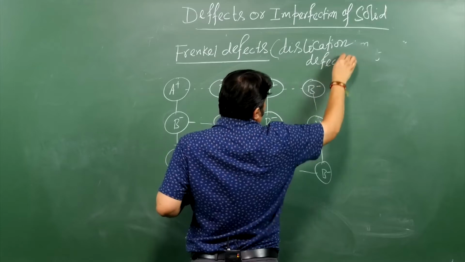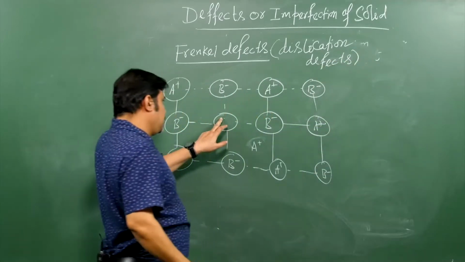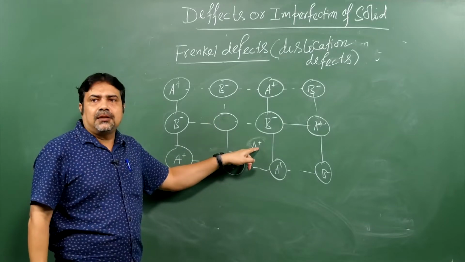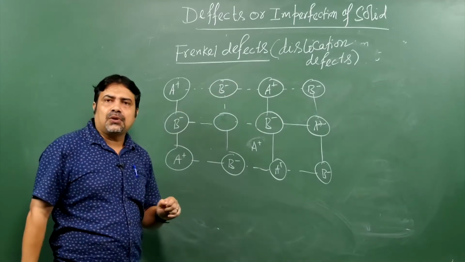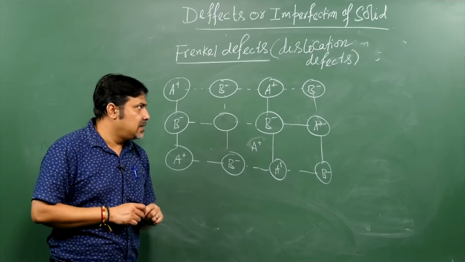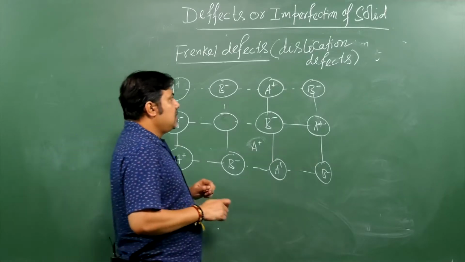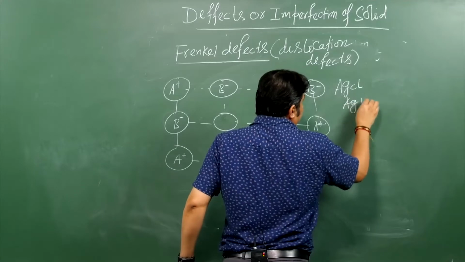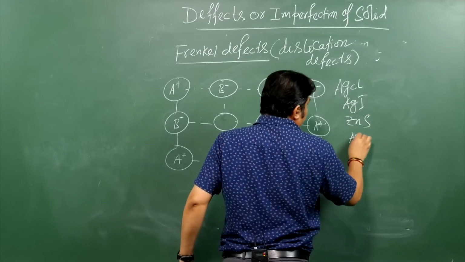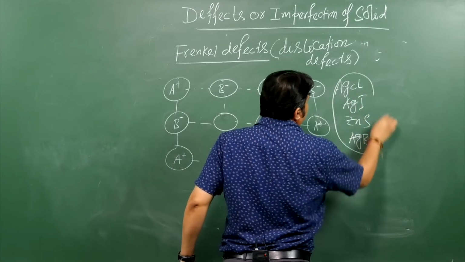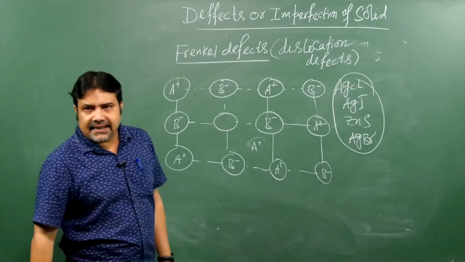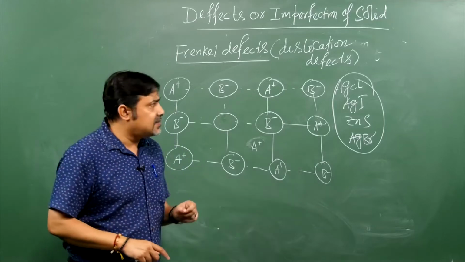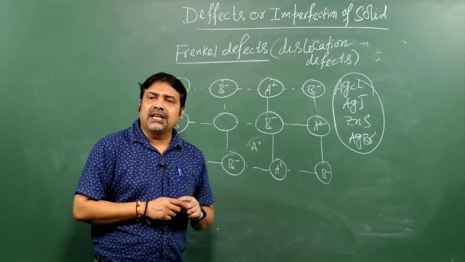Why? The reason is the cation is missing from its particular site and it dislocates to an interstitial position. That is why these defects are also called dislocation defects. Salts like AgCl, AgI, zinc sulfide, and silver bromide show this type of defect, especially where there is a big difference between cation and anion size and the coordination number is low.